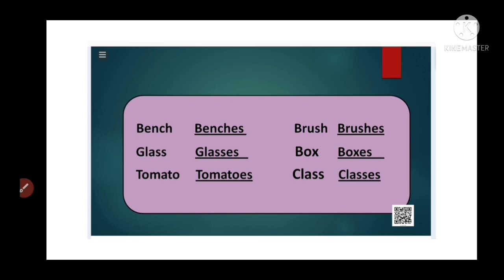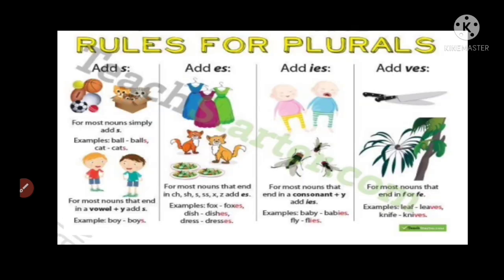But do you know why we add ES to all these words? Let us revise some rules for making plurals. Yes, this is the rule chart, and there are 4 rules for changing a noun from singular to plural form. If a noun ends with Y and before Y a vowel comes, we will add only S. For example, boy. The word boy ends with Y but before Y, O is given and you all know O is a vowel. That's why we add only S and boy will be boys. Cat will be cats. Ball will be balls. For most nouns, we will add only S. This is rule number 1.